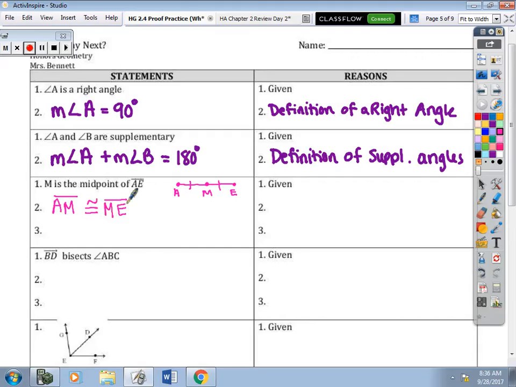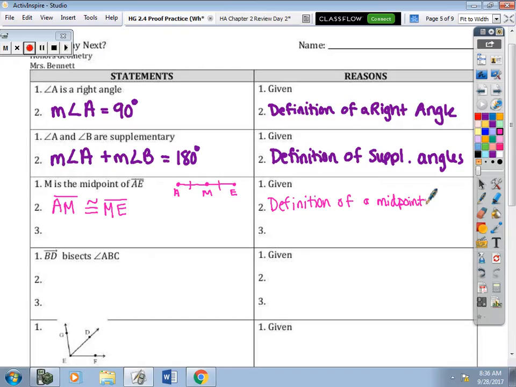The definition of a midpoint is that it divides a segment into two congruent segments. Definition of a midpoint. See why we did vocab so much?